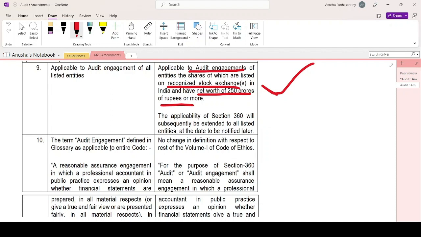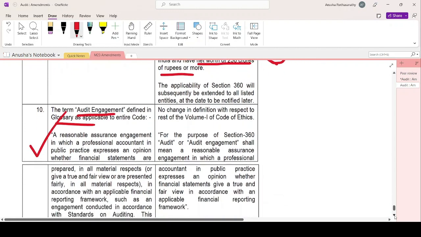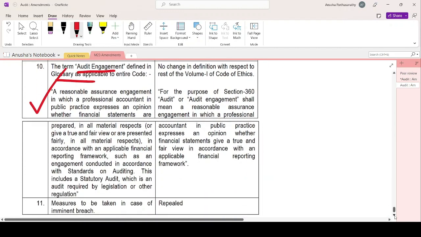Then, the term audit engagement defined in the glossary applicable to the entire code: a reasonable assurance engagement in which the professional accountant in public practice expresses an opinion on whether the financial statements are prepared, in all material respects, in accordance with the applicable financial reporting framework. This engagement is conducted in accordance with standards on auditing. This includes statutory audit, which is an audit required by legislation or other regulation. No change.